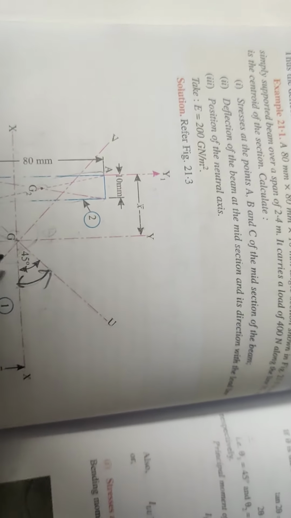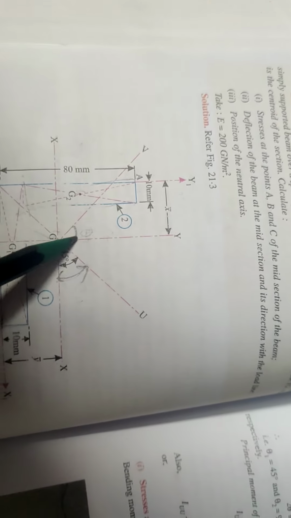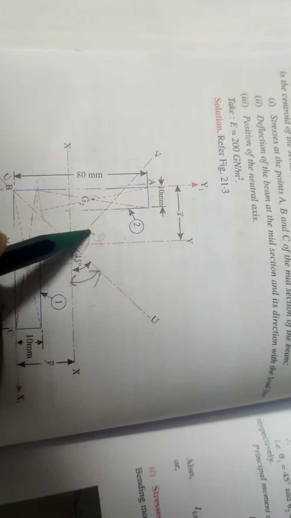So GU axis. Okay, so this is theta 1, 45 degree, and theta 2 with respect to GV. So GV, this angle. Okay, so this is 135 degree, theta 2. This one is theta 2, 135 degree. So after calculating theta 1 and theta 2, now we have to calculate the principal moment of inertia.